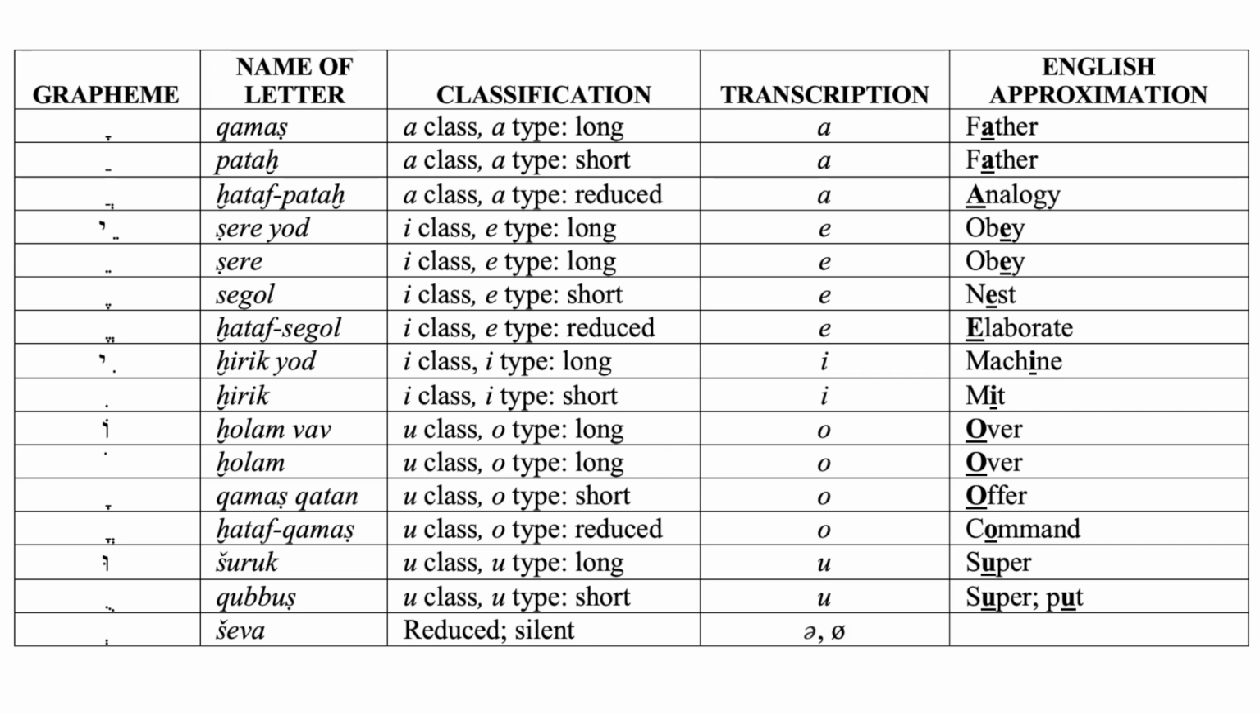After that, we get the U-class O-type reduced vowel, which is chataf kamatz. So we have the kamatz sign with a shva next to it, and that is going to be a rushed O vowel like the O in command. Most people will not say come and, they will reduce it to command. Next, we have the U-class U-type long vowel, which is shuruk, which is like the U in super. And after that, the U-class U-type short vowel, which is kubutz, which can also make the long sound U like in super, but as a short vowel, it makes the short U sound as in put.